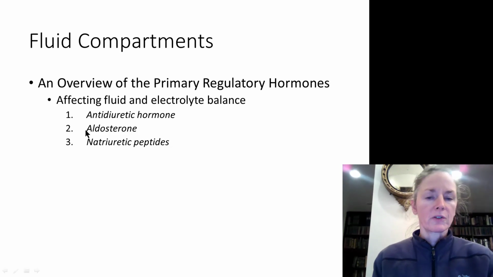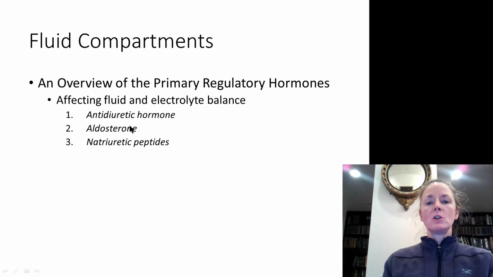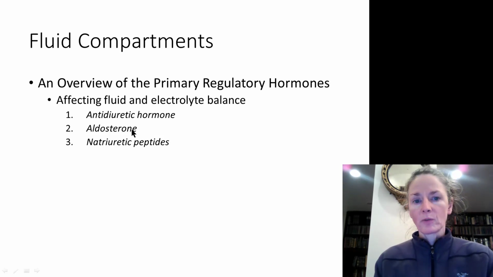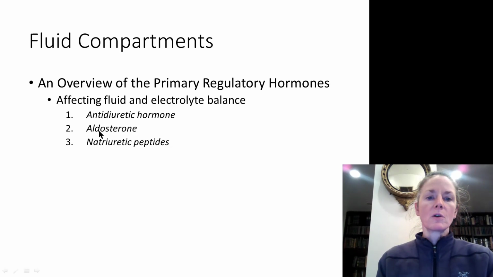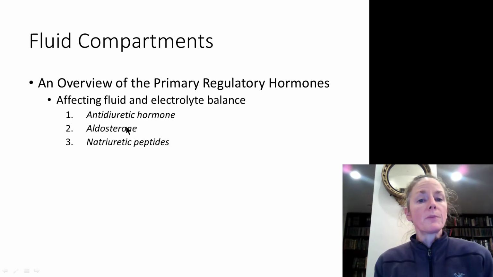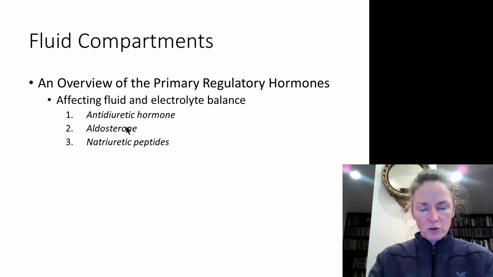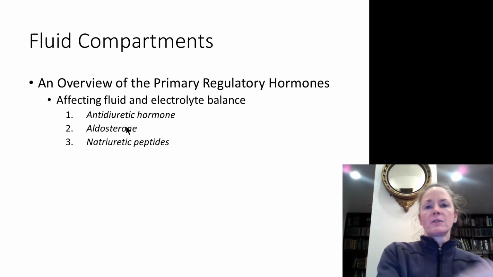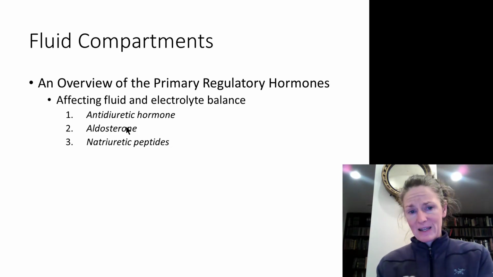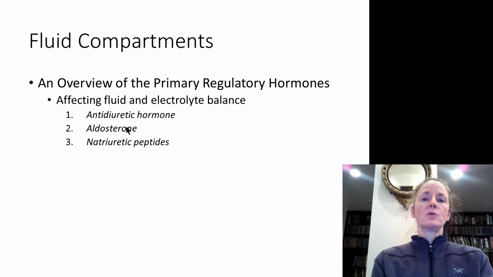We have aldosterone. This is made within the adrenal cortex, and this is going to cause the kidney to conserve sodium ions. So as we know, where salt goes, water follows. So aldosterone is going to put some pumps into the distal part of the distal convoluted tubuli and the collecting duct. And that's going to have some sodium pumps that are going to pump sodium actively out of the tubular fluid back into the interstitial fluid, where it can be picked up again by the capillaries and returned to circulation.